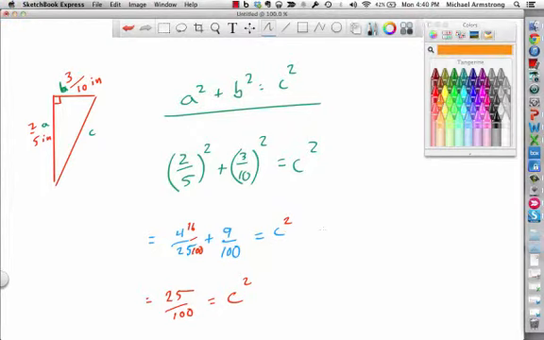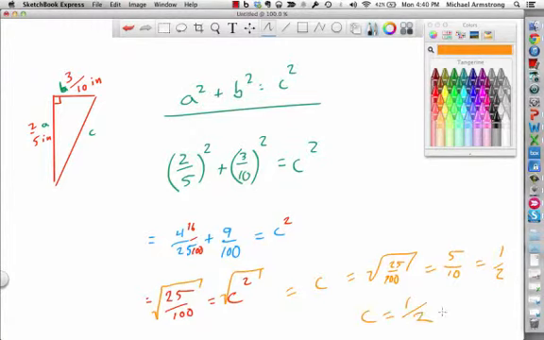Now, to undo this square, a square root undoes the square. So then c, the square root of c squared, is just c. And the square root of 25 over 100 we can figure out. So c is the square root of 25 over 100. The square root of 25 is 5, and the square root of 100 is 10, and 5/10 is the same as 1/2. So c is equal to 1/2. Ta-da!